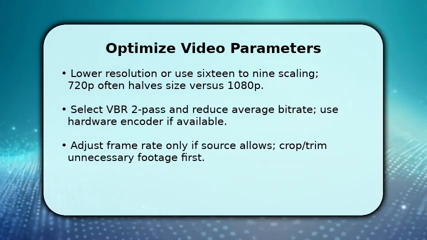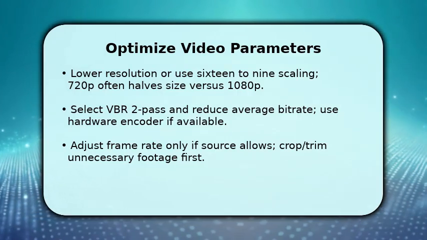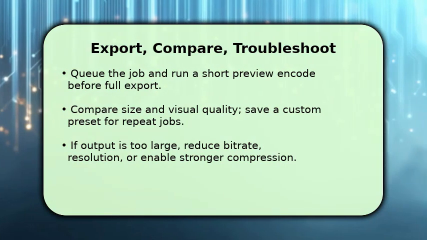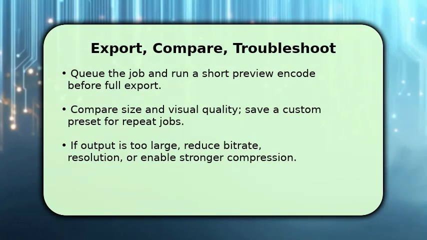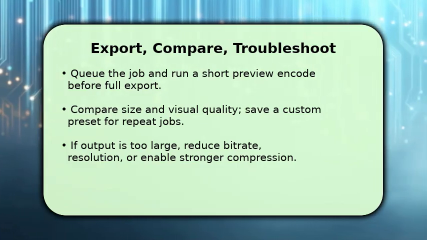Once done, trim or crop unnecessary frames and avoid changing frame rate unless the source demands it, because that can introduce artifacts. Finish by queuing the job and running a short preview encode to validate quality and file size. This saves time versus full runs.